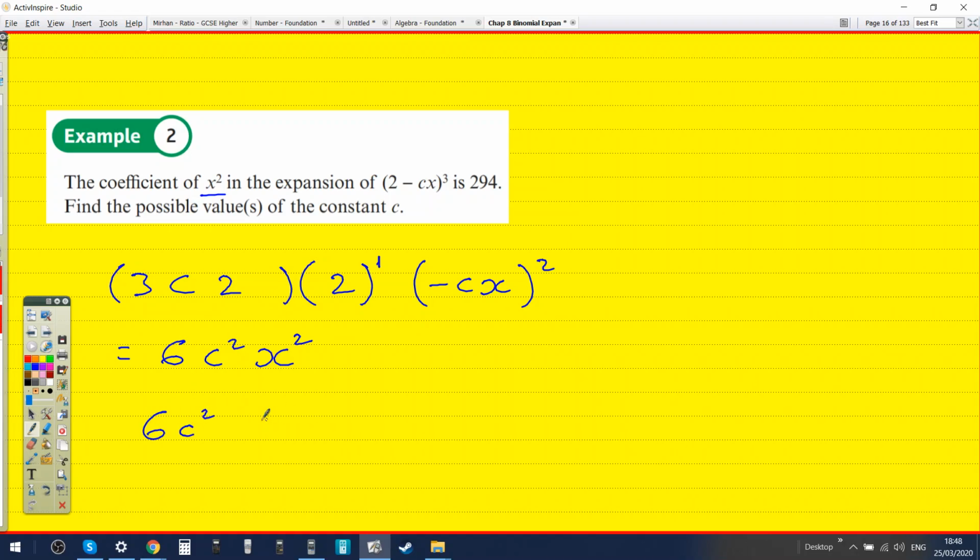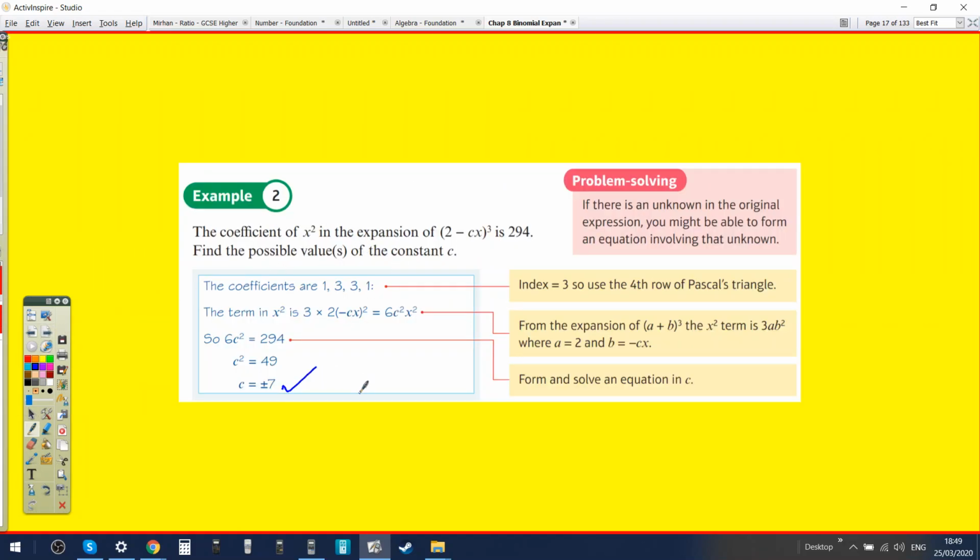Which is equal to 294, I think. Is it? Yep. Okay, so then you just rearrange that. So you do 294 divided by 6. So then we get c squared equals 49. So c equals plus or minus 7. Looks good to me. Plus or minus 7.